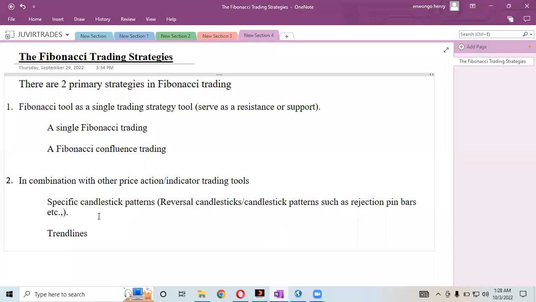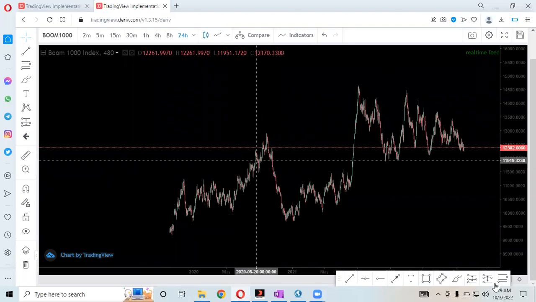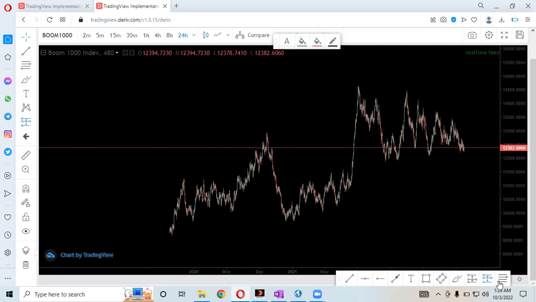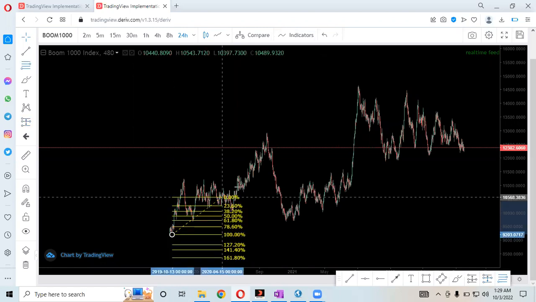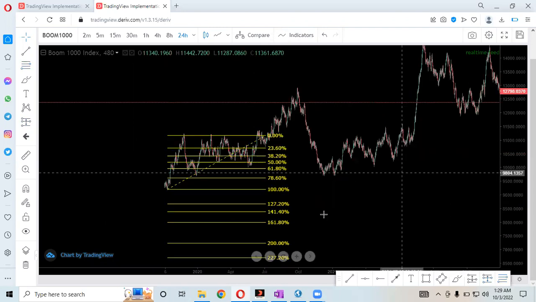The second strategy covers a combination of the Fibonacci with specific candlestick patterns, trend lines, or use of indicators like RSI, where you have divergence purposes. Now let's look at a specific example with our chart 1000. Here we had a situation when we measured this Fibonacci level.